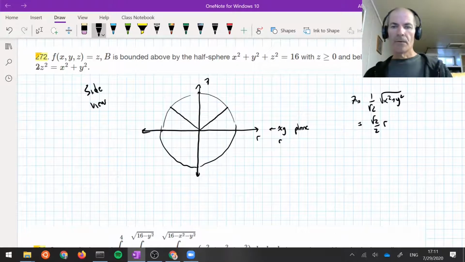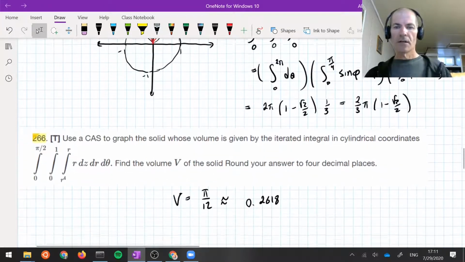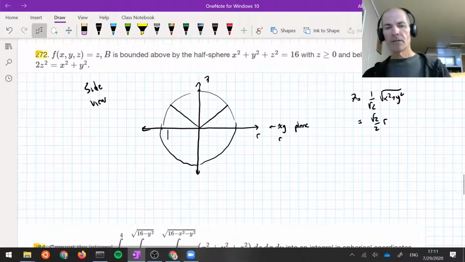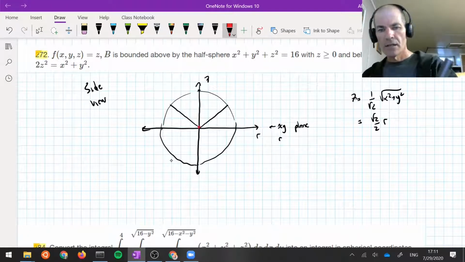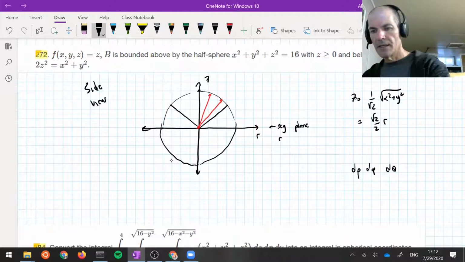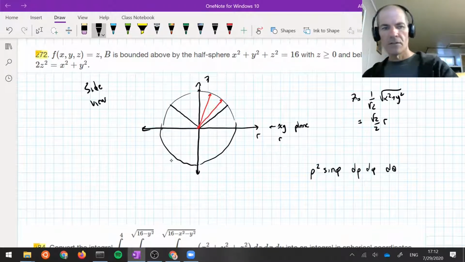Okay, so let's think about how we want to do this. This is similar to the earlier exercise with the cone and the sphere. It's just that the cone is a little bit wider than the cone in the previous example. So we probably want to do spherical coordinates here. And integrating in the rho direction, we're always starting at the origin and going out to the sphere. So we're going to do d rho, d phi, d theta. In spherical, it's always rho squared sine phi. And the integrand is z here.